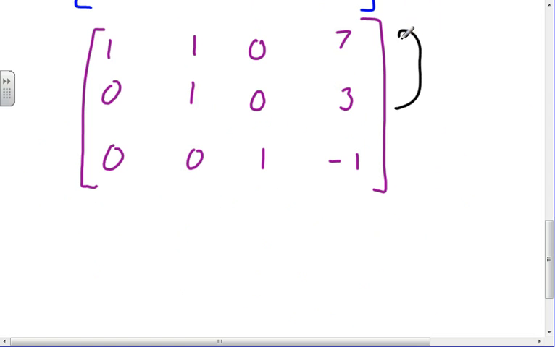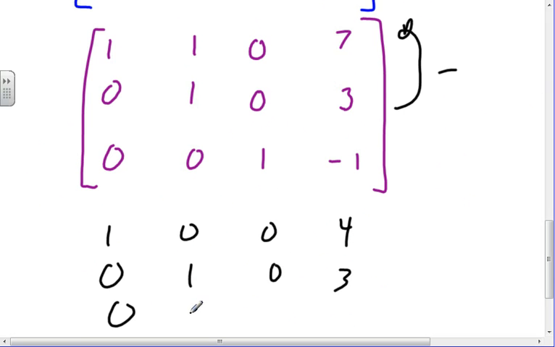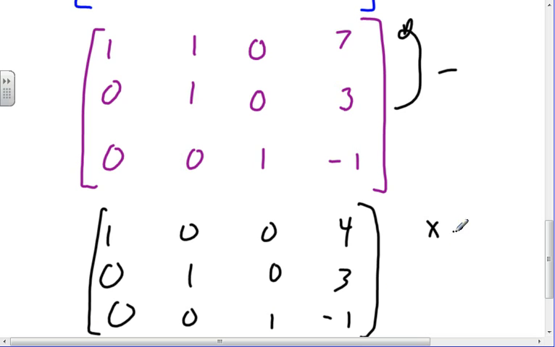I'm going to take these and subtract them: 1, 0, 0, 4, 0, 1, 0, 3, 0, 0, 1, minus 1. Now I've got the identity matrix on one side, and I got x is equal to 4, y is equal to 3, z is equal to minus 1. I put it in my calculator and checked it, so everything is fine.